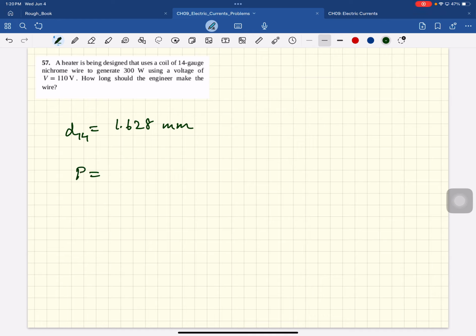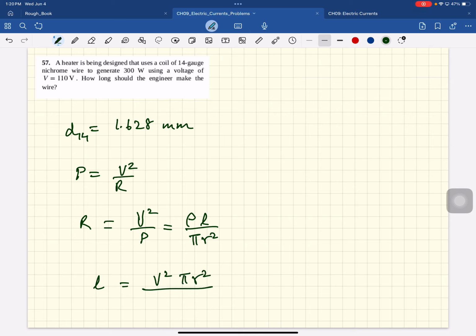So power is V square over R. R is V square over P. And resistance is resistivity times length over pi R square. So the length of the wire is V square pi R square, power over resistivity.